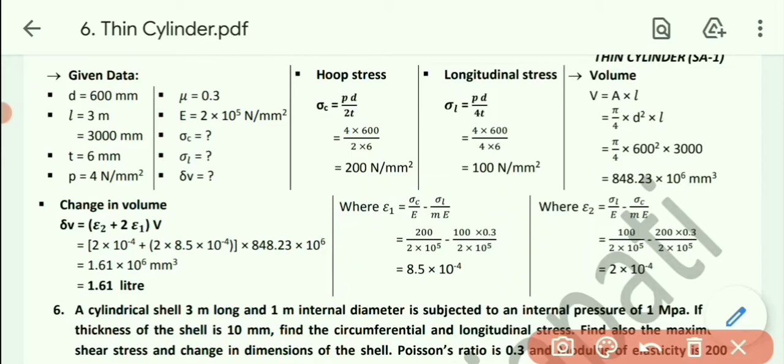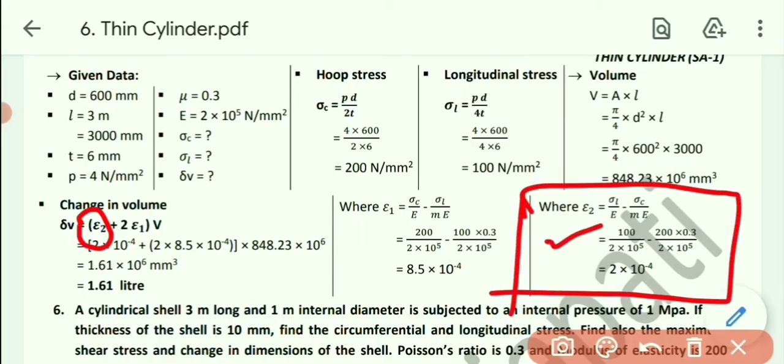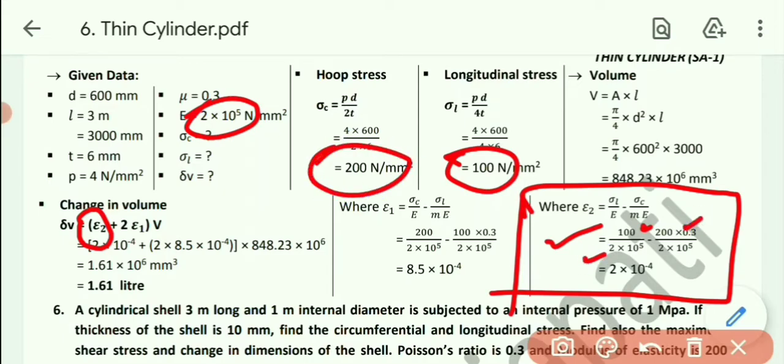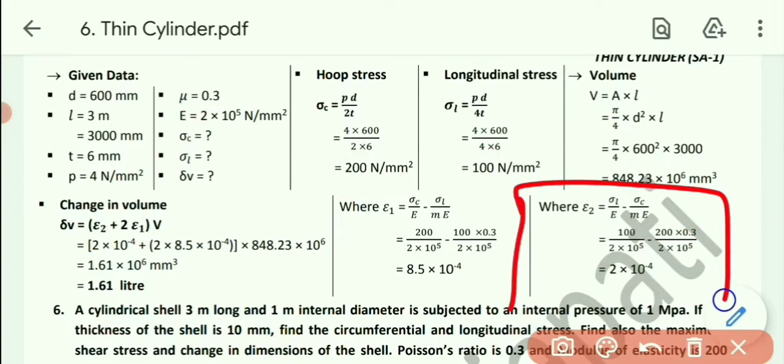Now let's talk about the other unknown, that is epsilon 2. Epsilon 2 stands for sigma L by E minus sigma c by mE. We have all the values. Sigma L 100, divide by E, that is 2 into 10 raised to 5, minus sigma c, that is 200, divide by E, that is 2 into 10 raised to 5, and 1 upon m will be multiplied over here, that is 0.3. By simplifying this term, we will get the answer, that is 2 into 10 raised to minus 4.